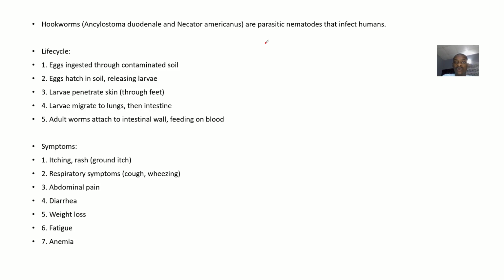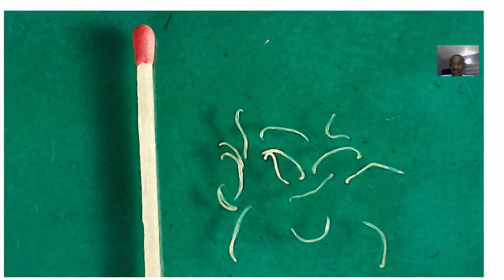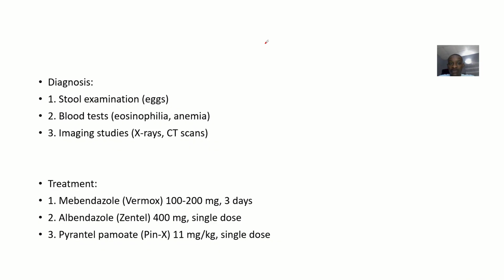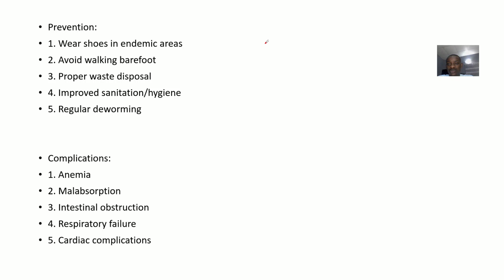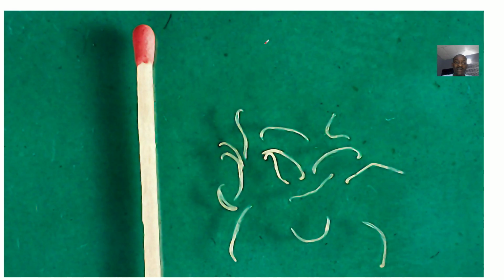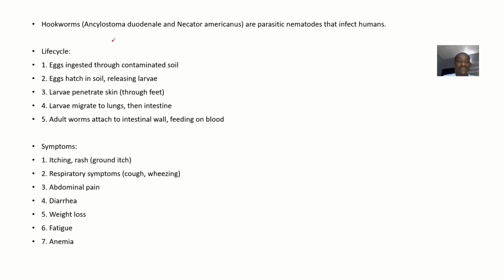For hookworms, we'll look at the types, the life cycle, the symptoms of disease conditions that could be caused by hookworms, the diagnosis, the possible treatments, the prevention, and the complications that could also be there, right? So hookworms are mostly of two types. We have the Ancylostoma duodenale, and from the name, you see that this one will inhabit the duodenum. We also have the Necator americanus. All these are parasitic nematodes that infect humans.